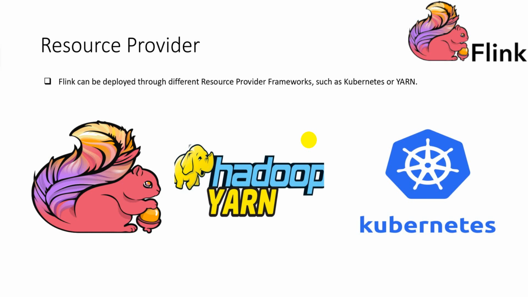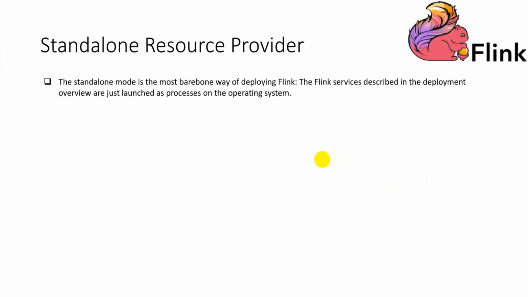Flink can be deployed through different resource provider platforms, such as the Flink native standalone resource provider, Kubernetes, or Hadoop YARN. In our course, I will introduce the Flink standalone and the Hadoop YARN. Kubernetes is beyond our scope. The standalone mode is the most basic way of deploying Flink. The Flink services described in the deployment overview are just launched as processes on the operating system.